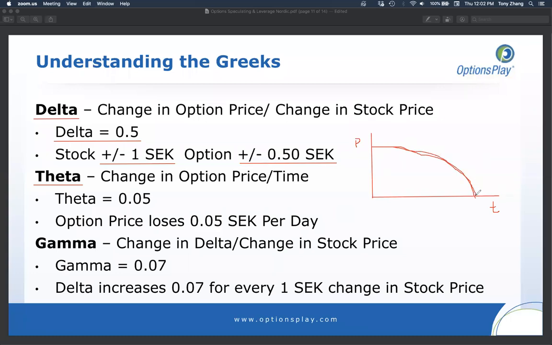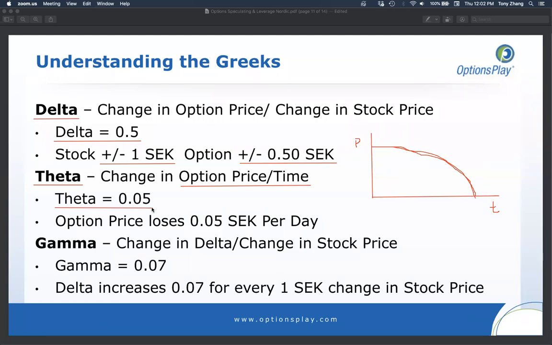What you're seeing is the decay of an option, because as it approaches the expiration date, it decreases in value. The question is, how much does it decrease by? That's what theta tells us. Theta tells us the change in the price of the option with respect to the change in time. So if you see a call option with a theta of 0.05, that means this option will decrease by 0.05 crowns per day.